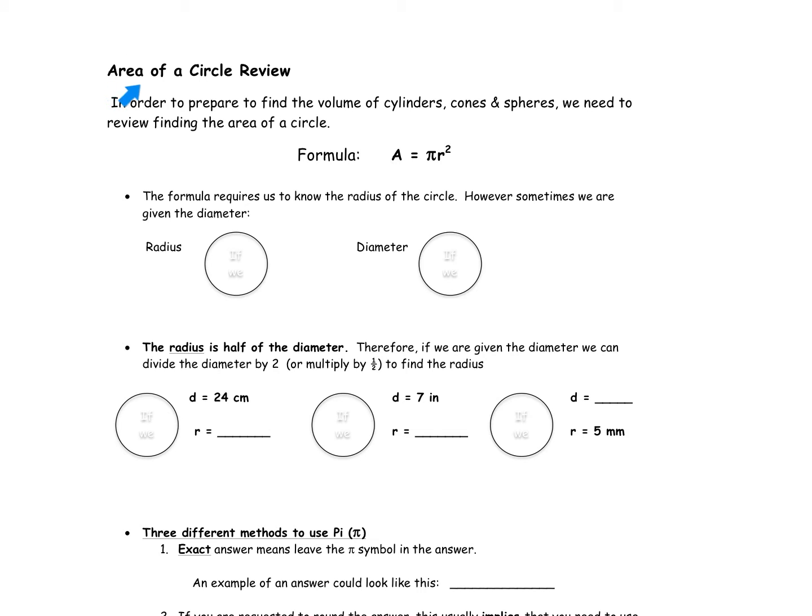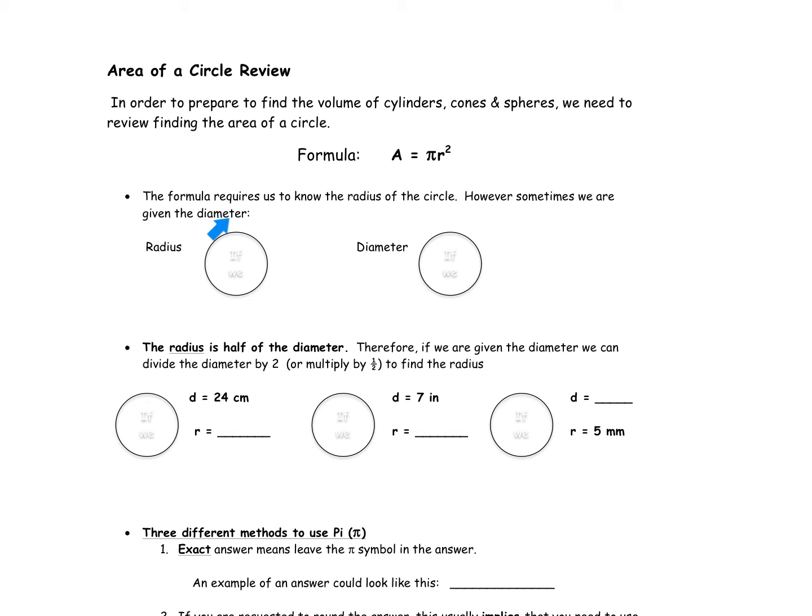Hello, today we're going to work on area of a circle, and this is going to be a review because we've talked about this in the past. In order to prepare to find volume of cylinders, cones, and spheres, we need to review how we find the area of a circle. Our formula for the area, A for area, is pi r squared, or pi times r times r.